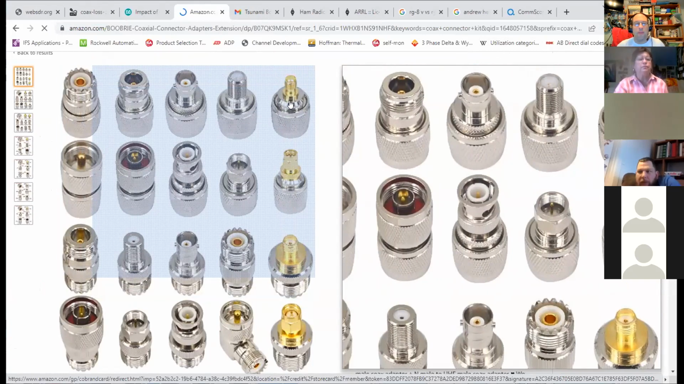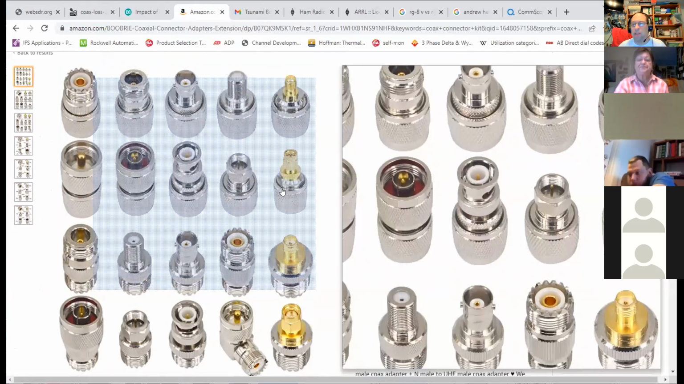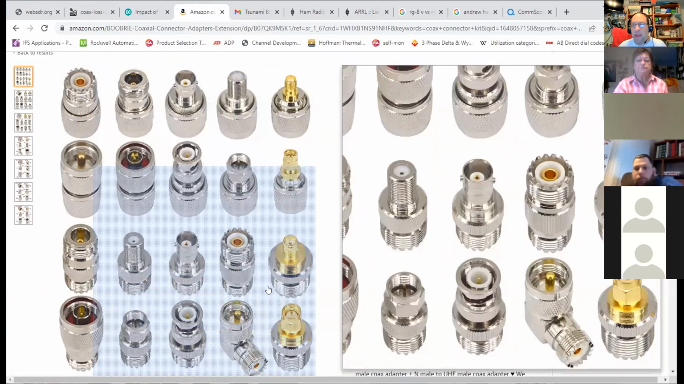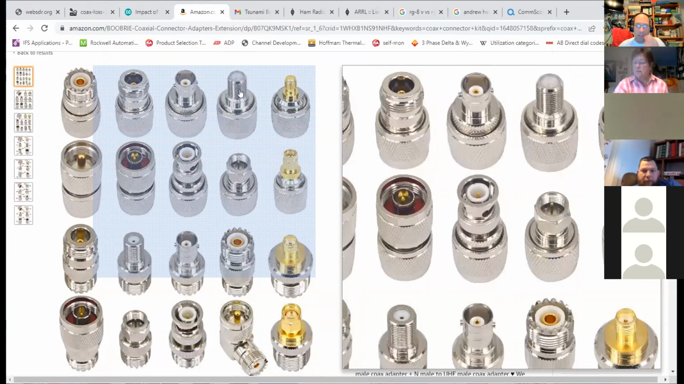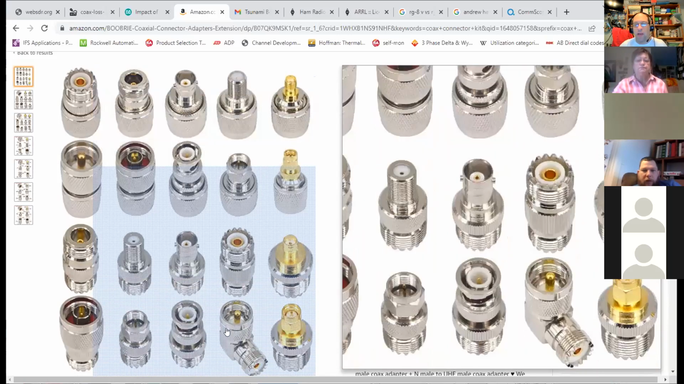Okay, the one all the way on the right-hand side, that's called an SMA connector. That teeny little thing. Most radios today have an SMA connector on them. The one second from right up at top, that's called an F connector. That's something like you would see in your cable TV system. Then as we go down, second from right, those are called UHF connectors.